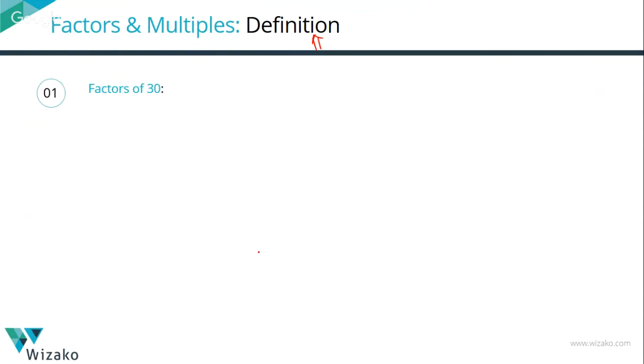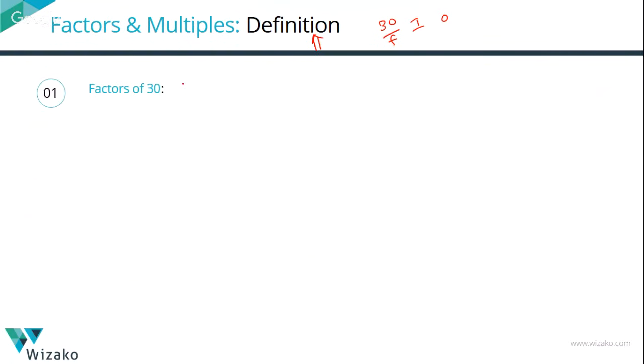Start with factors of 30. What's a factor of 30? Any number that can divide. I'll write it here. 30 divided by its factors should give you an integer as a quotient and should have 0 as the remainder. That is what is known as a factor.